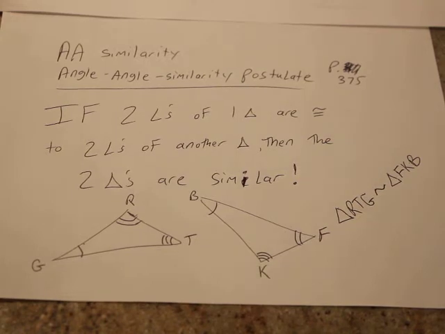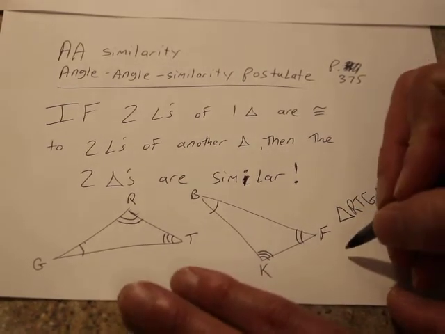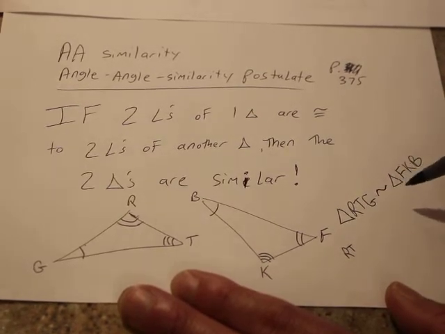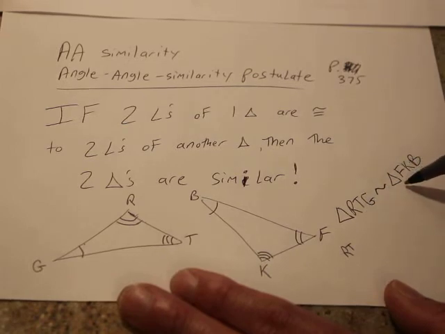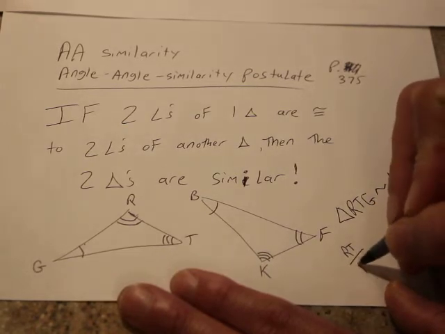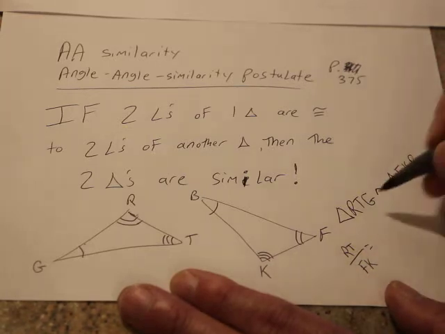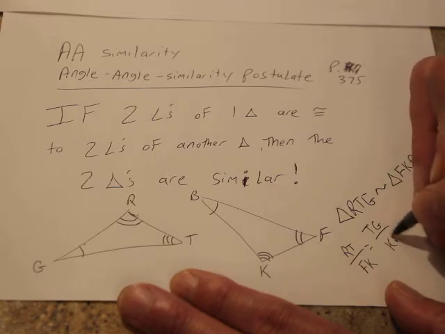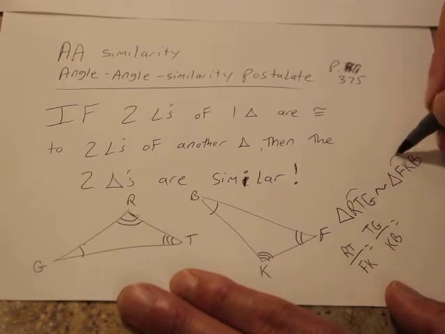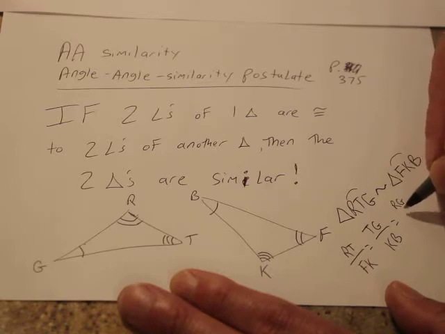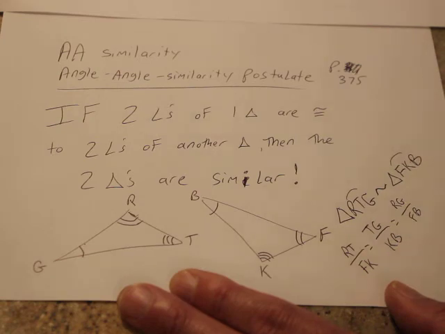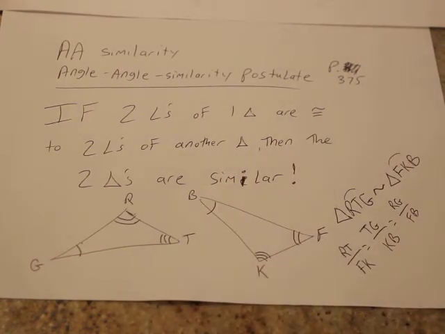Now don't forget, once you state these triangles are similar, you can go ahead and write a proportionality statement. This will help us to solve for missing sides, like I'll do in the examples. RT is in a ratio with FK. This is from last chapter. TG is in a ratio with KB. And RG is in a ratio with FB. And all of these ratios have to be equal. And their perimeters would have to be equal also to the scale factor. So these all reduce to the scale factor.